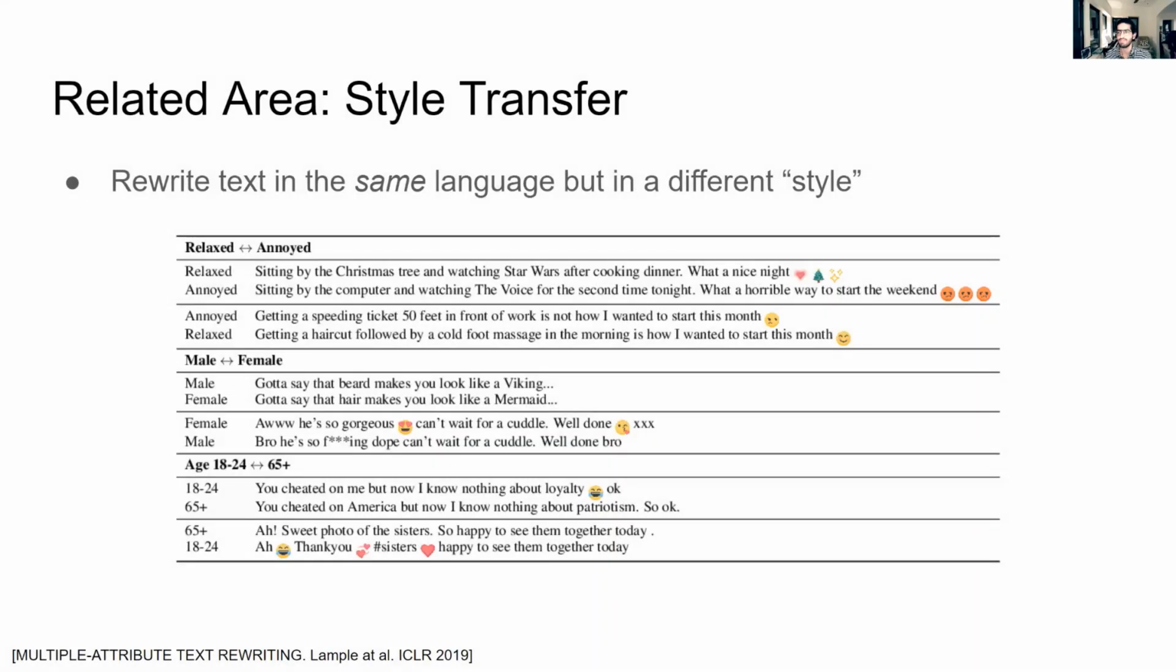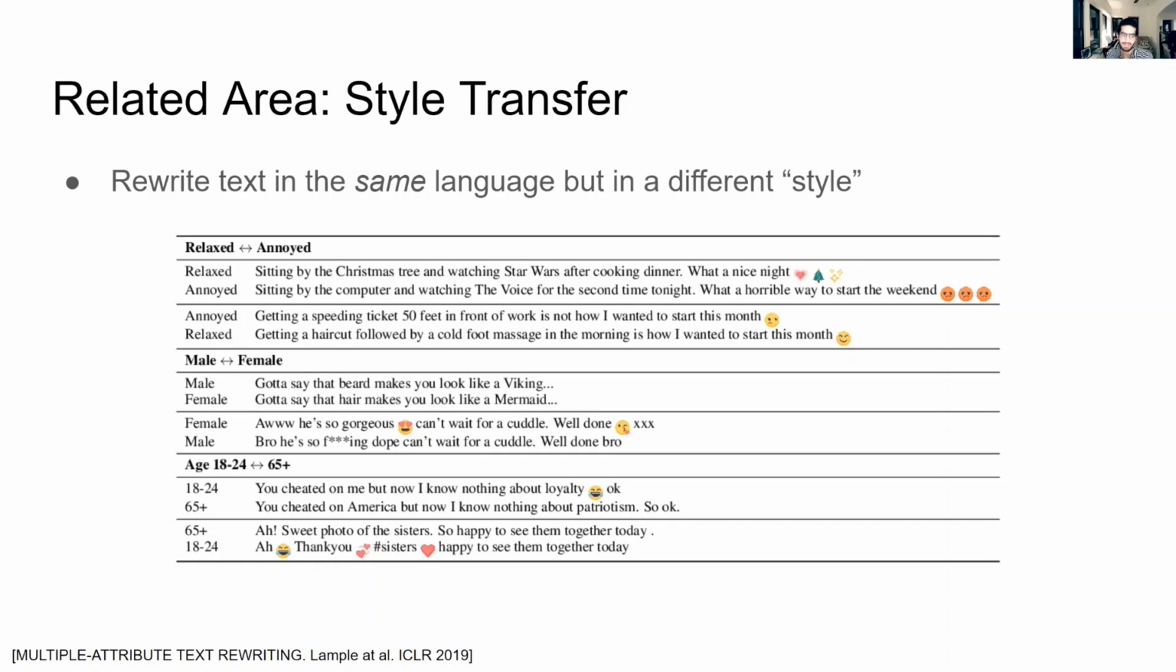One thing at the end I will note is that a very related area where unsupervised approaches are very strictly necessary is style transfer in text. Here you want to rewrite text in the same language, but in a different style. Like I described in the beginning of this lecture, if you have text which is impolite, you want to rewrite it as something which is polite, keeping the original meaning. So you want to preserve content, but change the style of writing.